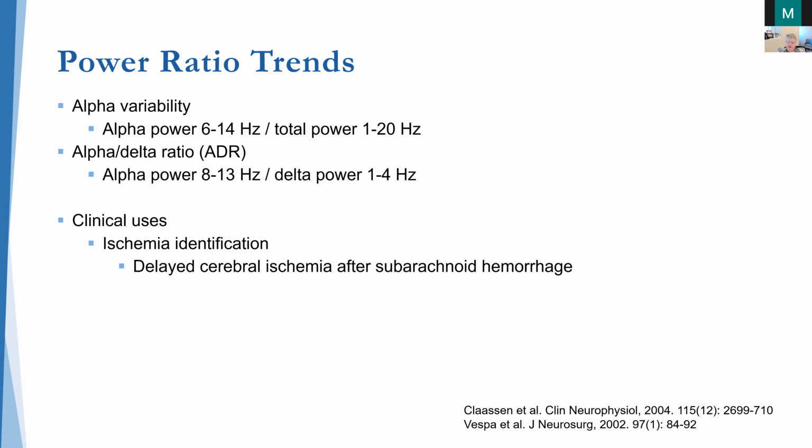I mentioned earlier that ischemia typically causes decrease in fast activity and increases in slow activity. And so we use ratios of power in the fast frequency band divided by either total power or by delta power in order to highlight changes that can occur due to ischemia. And I'll show you some examples of this later on. And these are most commonly used currently for delayed cerebral ischemia after subarachnoid hemorrhage.